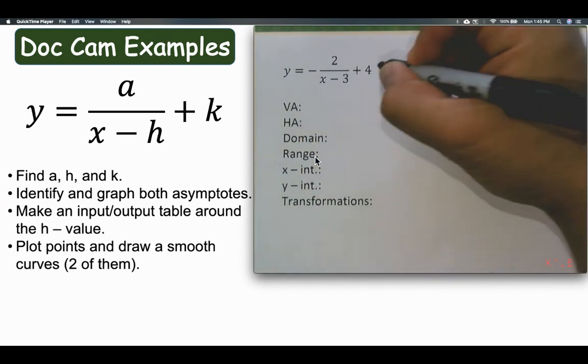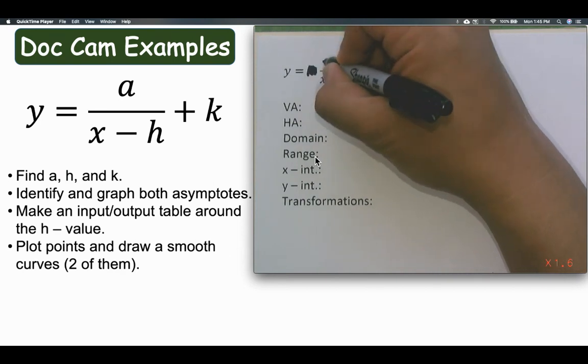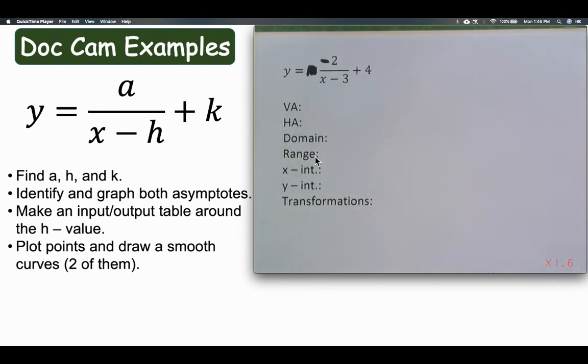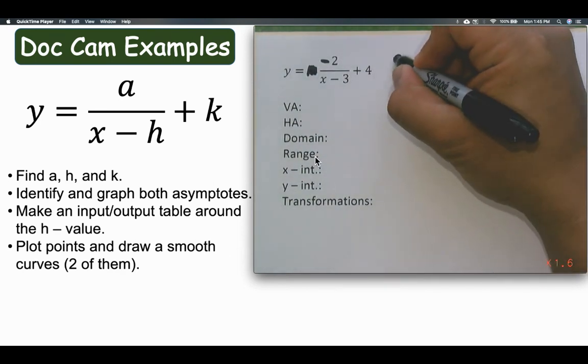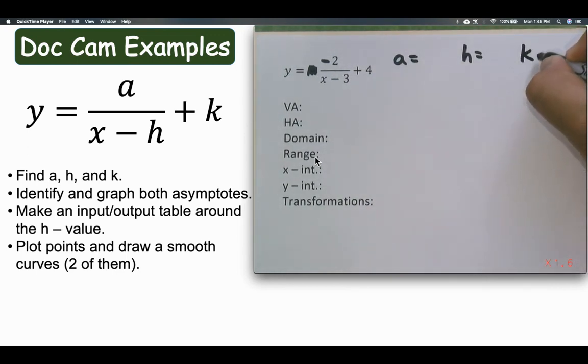So my first step, I'm going to move this negative up to that 2 right there, just so that it's clear what my A, H, and K are. A equals, H equals, and K equals. First step is to find A, H, and K.